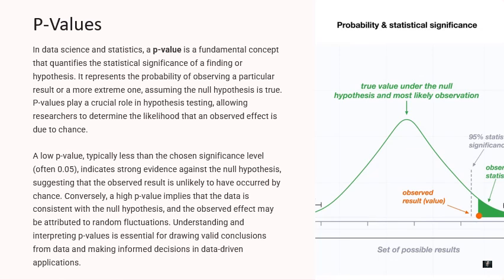is due to chance. A low p-value, typically less than the chosen significance level, that is often 0.05, indicates strong evidence against the null hypothesis, suggesting that the observed result is unlikely to have occurred by chance. Conversely, a high p-value implies that the data is consistent with the null hypothesis, and the observed effect may be attributed to random fluctuations. Understanding and interpreting p-values is essential for drawing valid conclusions from data and making informed decisions in data-driven applications.